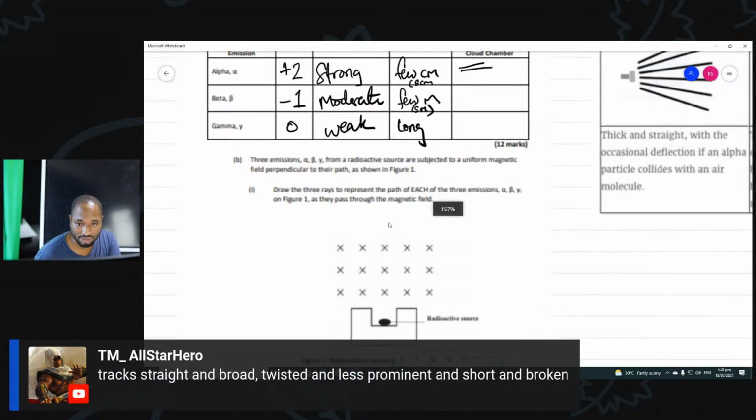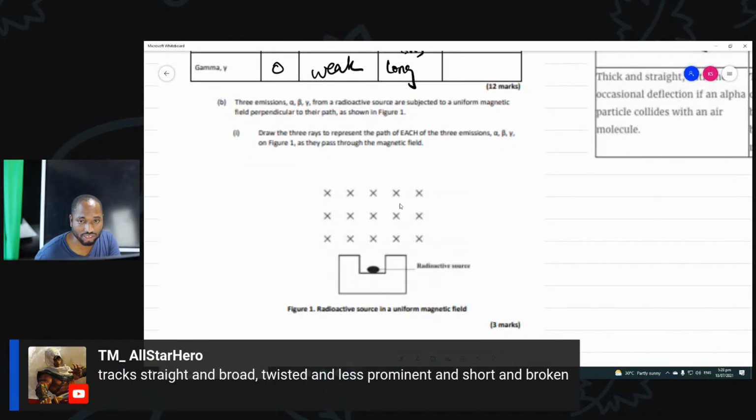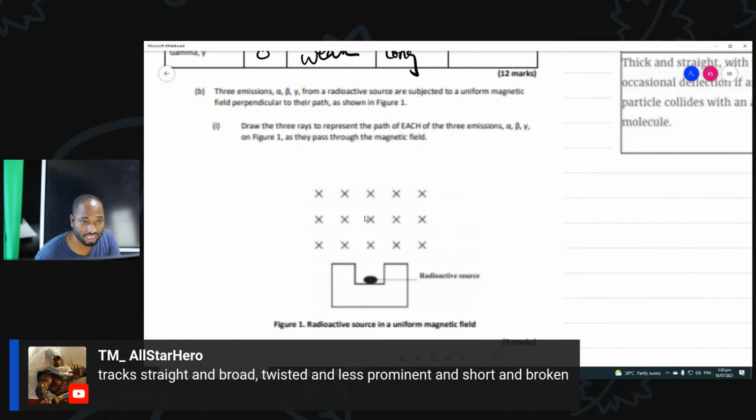Oh yeah, they give it in a magnetic field too. So how would we expect the tracks to go in the magnetic field? This is going into the paper. It means the field is going into the paper, right? The direction of the magnetic field. You must know this. I have a diagram for that too, but you could just memorize that and bring it in tomorrow.